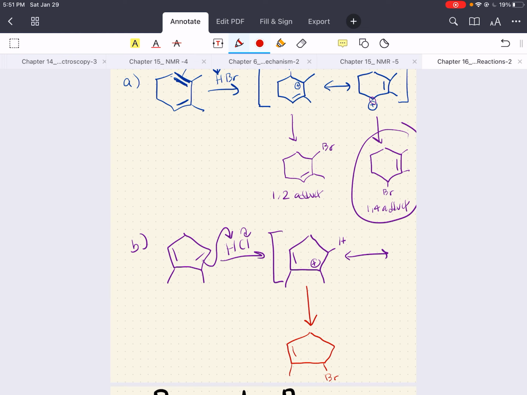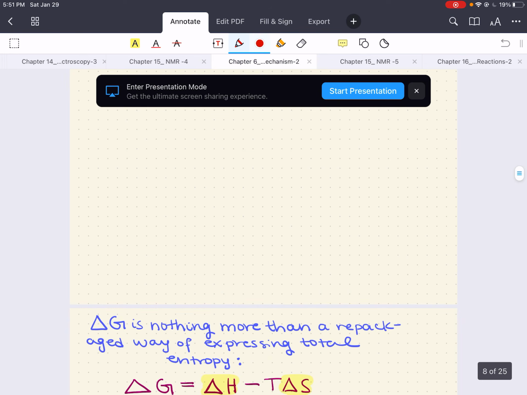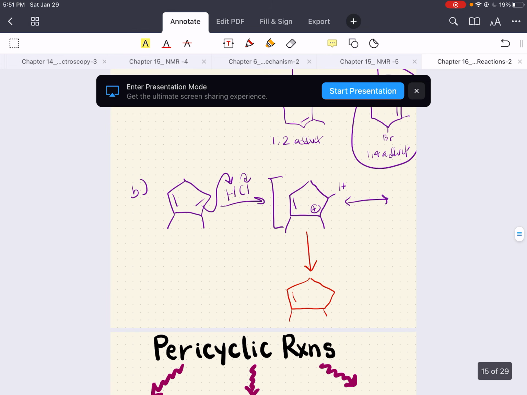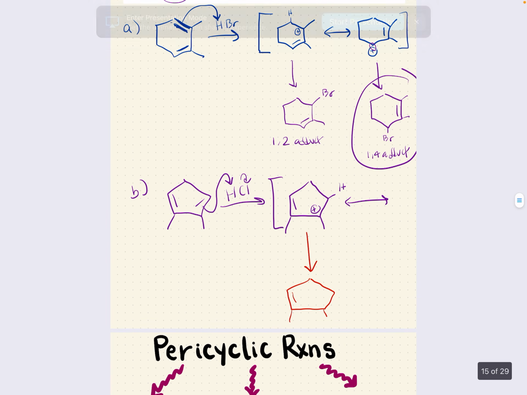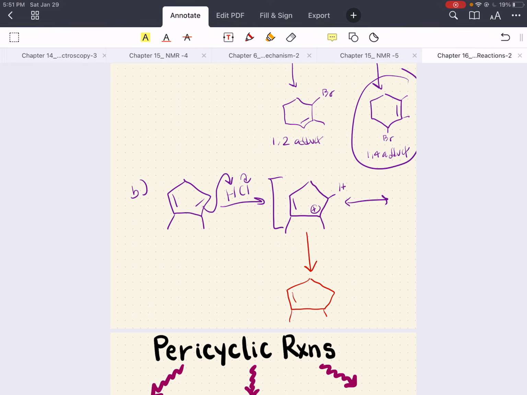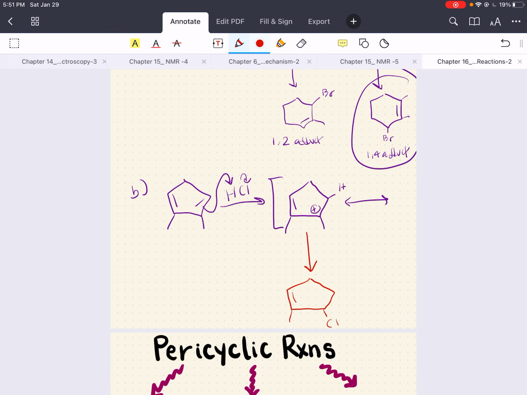All right, which is our oh, sorry, it's not bromine, it's chlorine. Let me fix that very quickly. Chlorine, my bad. Oops, look at me, I'm all over the place. Chlorine. Right there. All right, that's our 1,2 adduct.